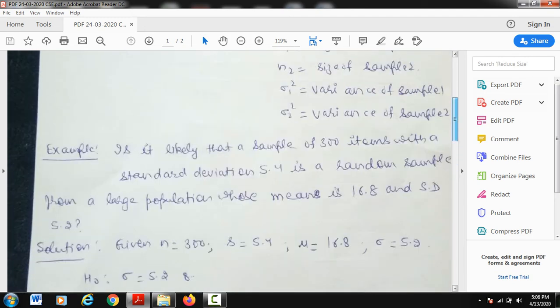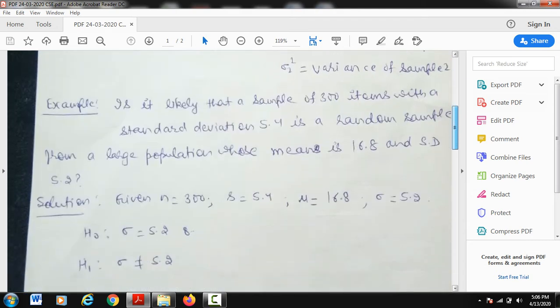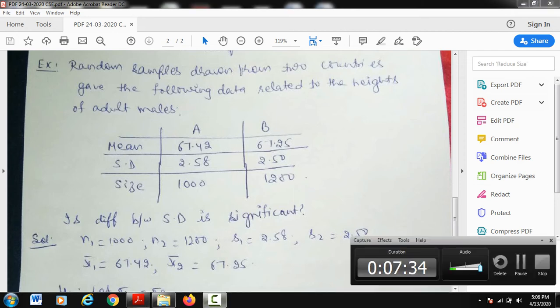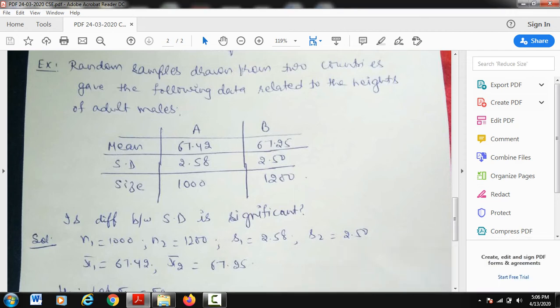Okay, so let us discuss another application of the Z test. Let us read the statement first. The statement is that random samples drawn from two countries gave the following data related to the heights of adult males. So we have the data of two countries A and B.